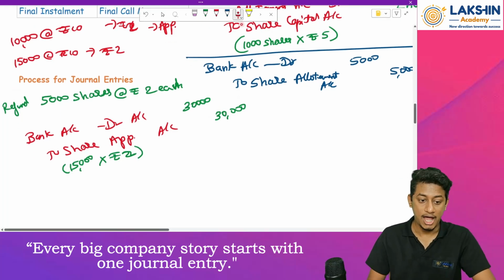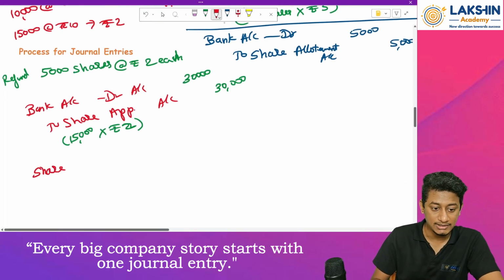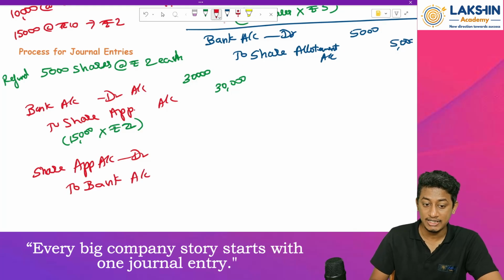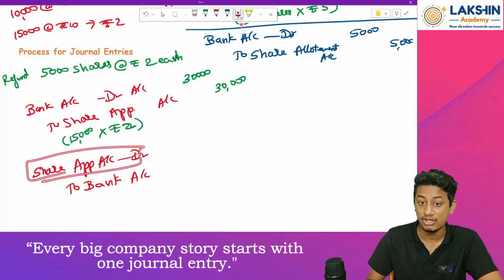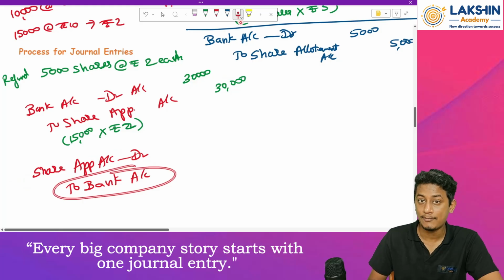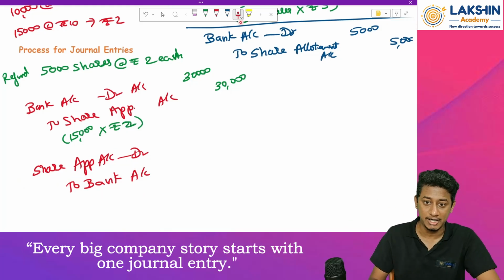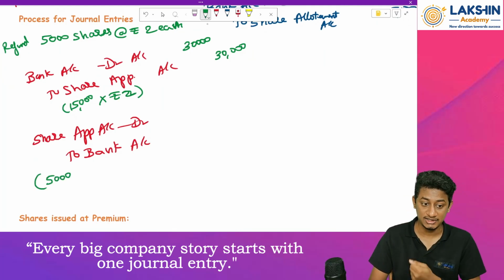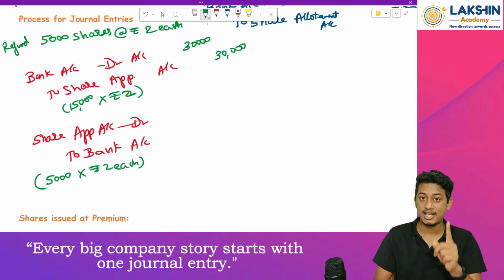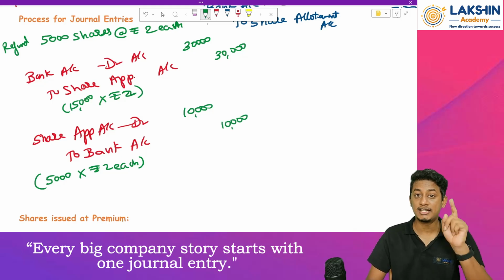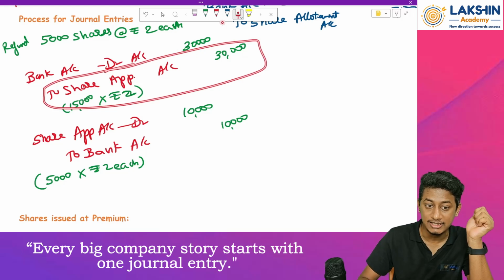So what to do with this money? I will pass this entry. Share application account debited to bank account. I am refunding whatever extra money was received on share application. By passing the entry, share application account debited, I am reversing the amount over here first. Then I am transferring the amount through what? Bank account. And whenever I am making a payment, bank account will be credited. So the amount will be on how many shares? On 5,000 shares, that is received extra, 5,000 into rupees 2 each. So I am refunding how much? Rupees 10,000 is being refunded. Then, sir, but again, how much balance remains in this account?